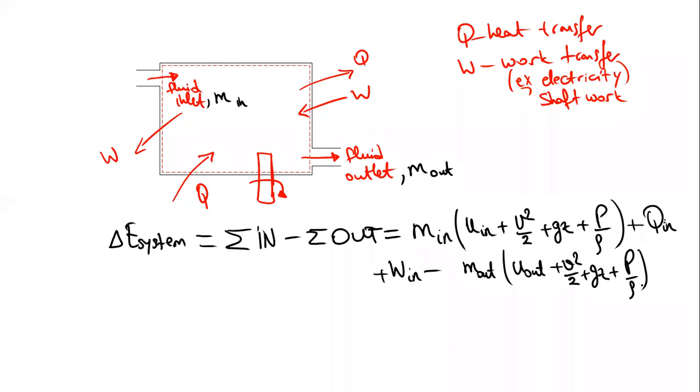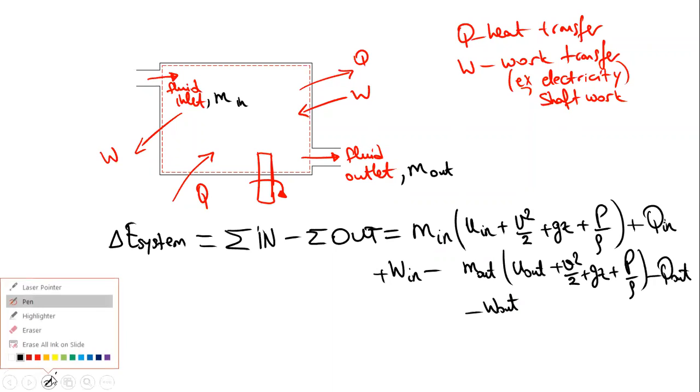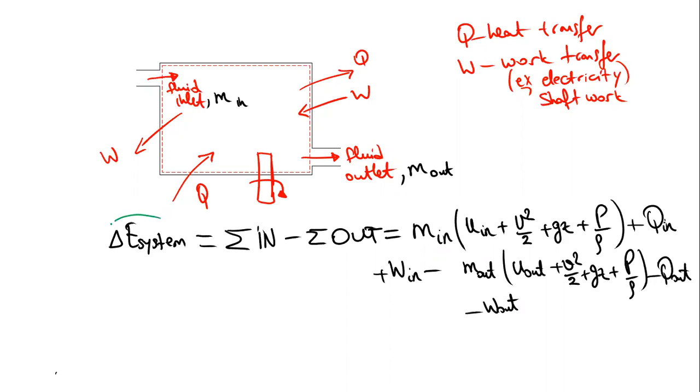For outlet, there can also be heat transfer. There can also be work transfer. These are the transfer quantities that will be valid for the system here. And also the change of the system, this will consist of the system energy.